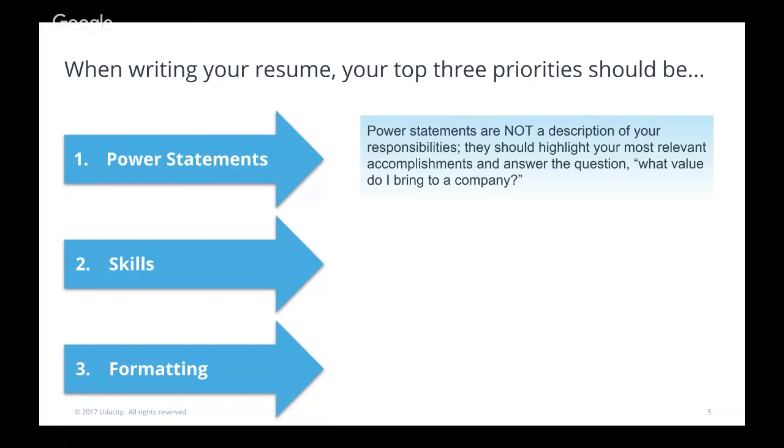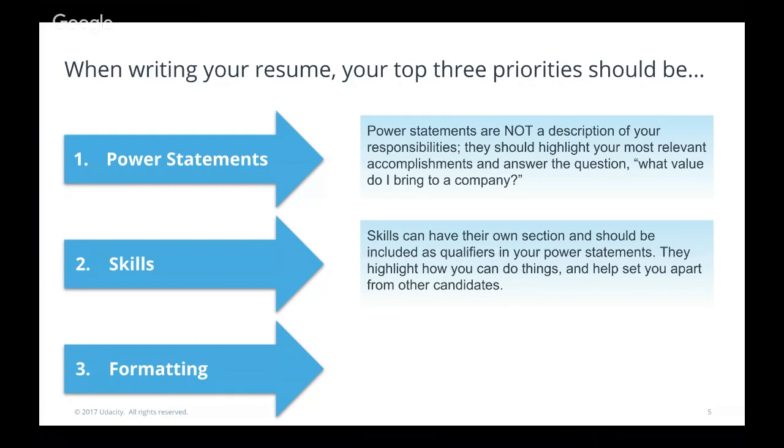Your skills section should, for technical resumes, generally have its own section, generally towards the top of your resume, where it just very briefly overviews and highlights the core skills that you have. But they should also show up in your power statements as qualifiers, where you can talk more about how you use those skills, so that the reader can get an idea of what proficiency level you're at with those skills.